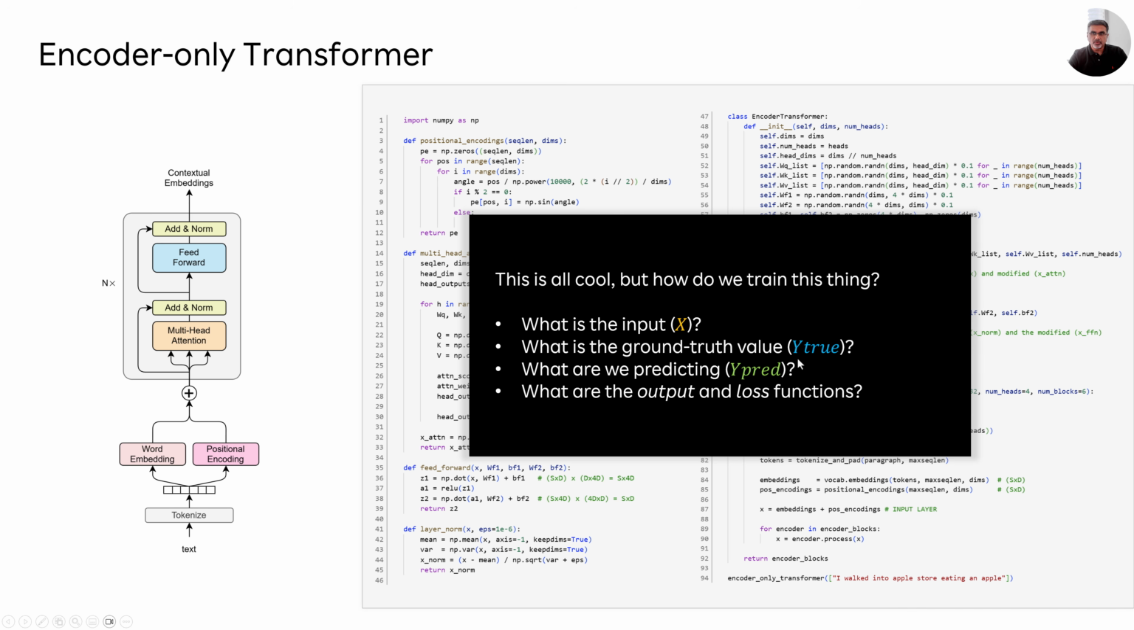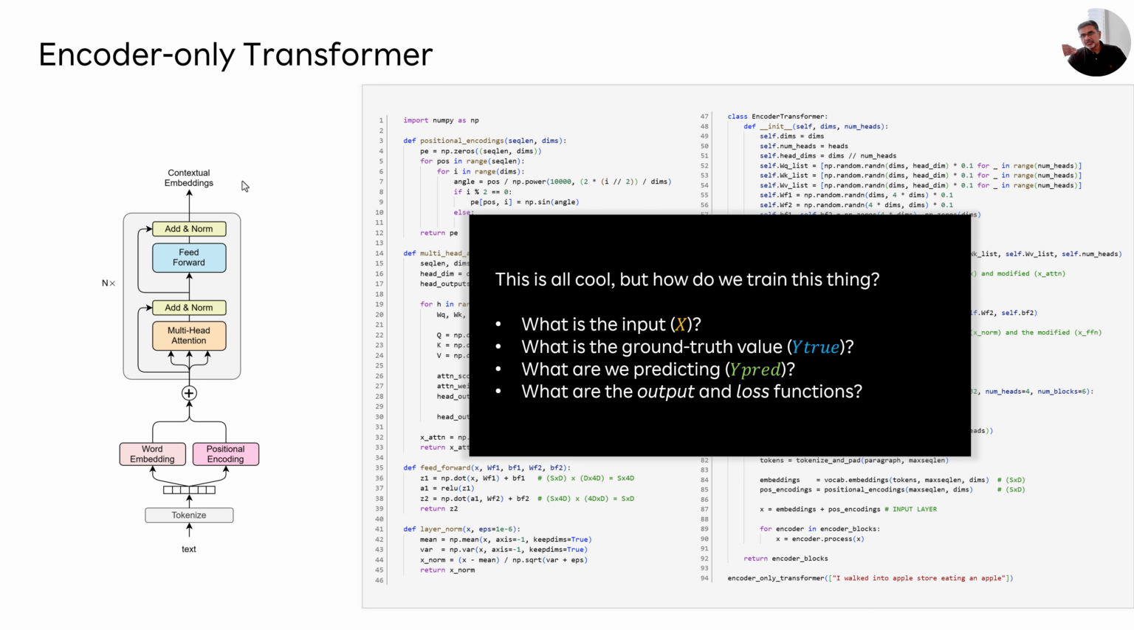And how do you measure the loss? How do I know that my prediction is off so that I can back propagate that loss to adjust all these weights? And what is the output function? What is it that I'm really trying to output from this? I understand that I'm outputting contextual embeddings, but what is it used for? So these are actually important questions.